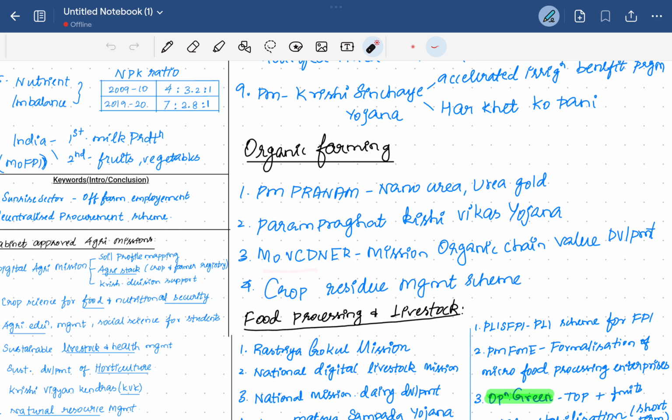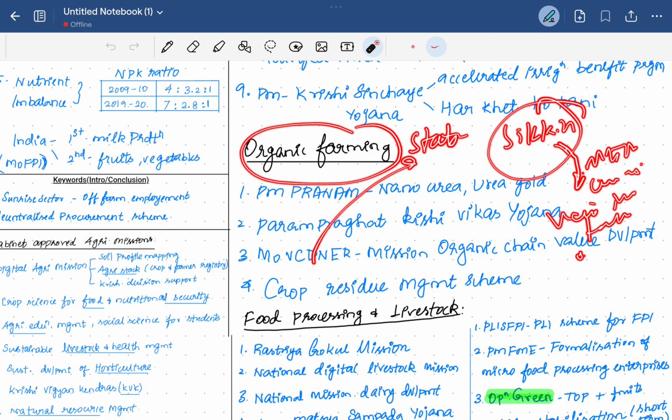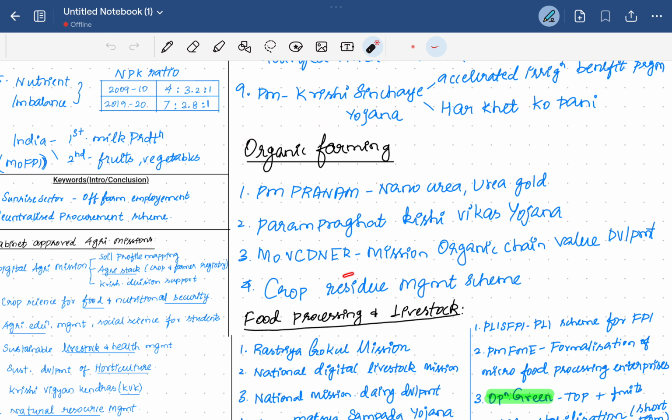Then the Mission Organic Value Chain Development in the Northeast region, where you already know that one of the first organic farming states recognized in India is Sikkim. So likewise for Sikkim, the Northeast states have a very vibrant culture of using various indigenous technologies for promoting organic farming. So Mission Organic Value Chain Development in the Northeast region is a specified scheme for the Northeast region for promoting organic farming.